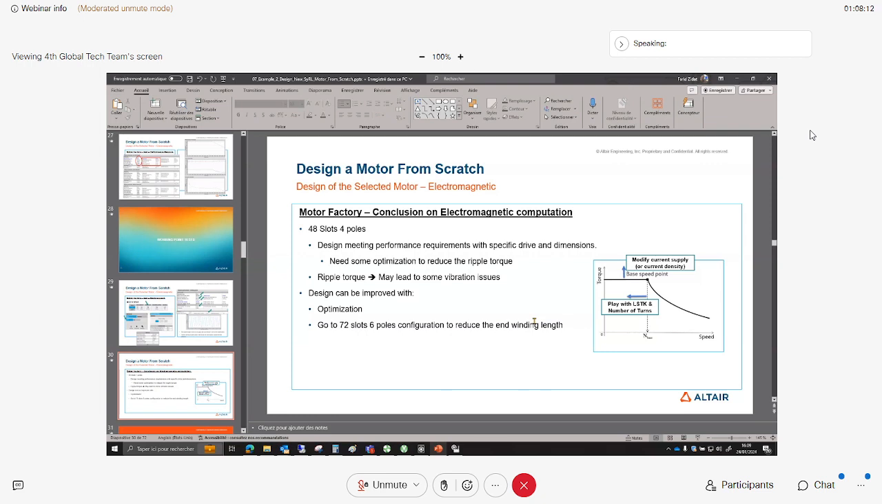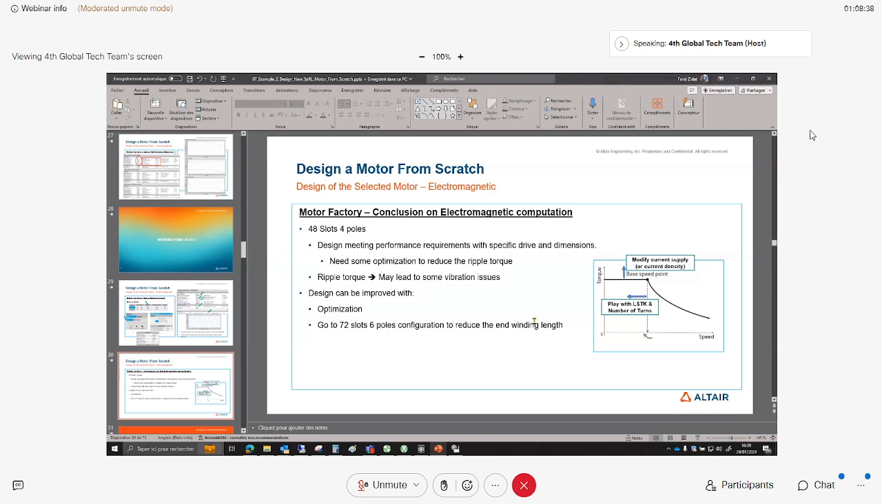Yeah, so this machine configuration candidate is okay from the magnetic point of view. We have to make the thermal computation on it, but we said that the current density is really good, so we may expect a good thermal behavior of this machine.